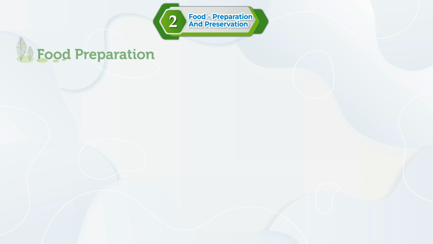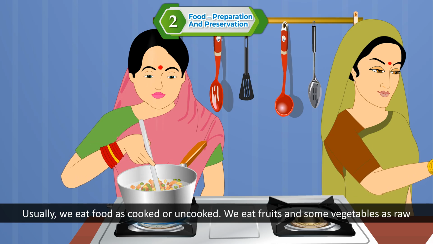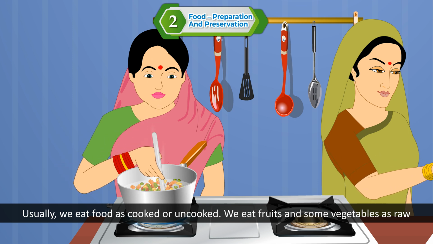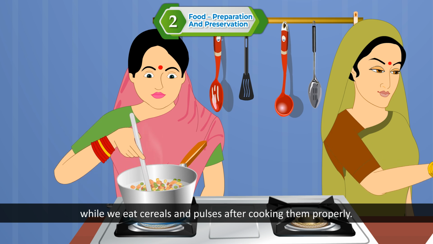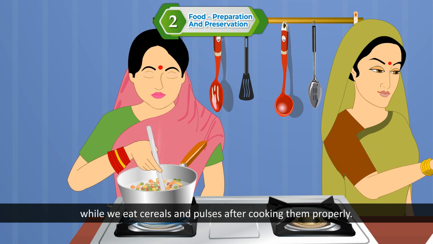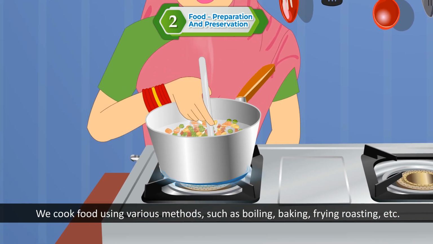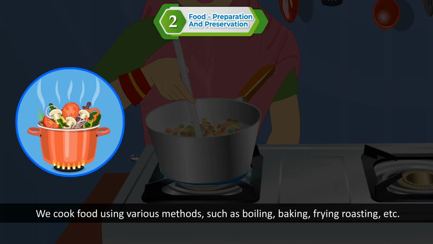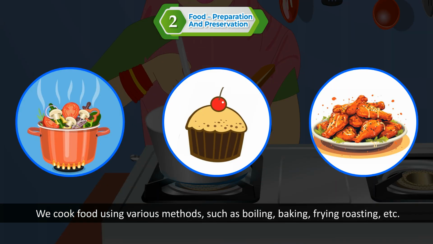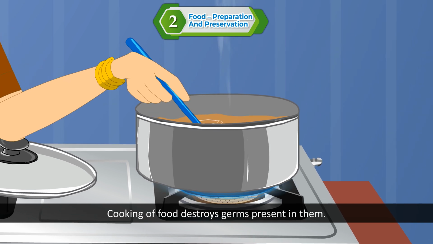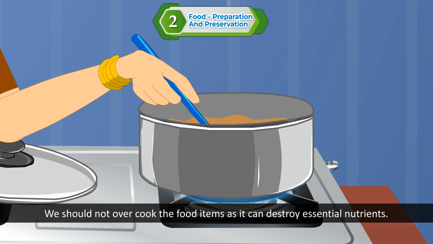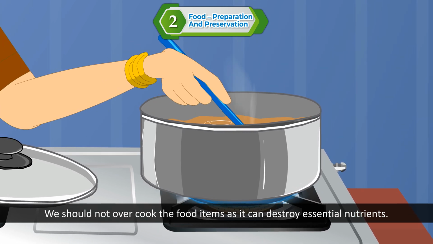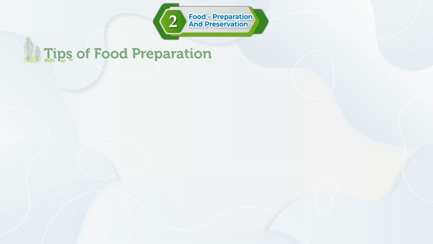Food preparation. Usually we eat food as cooked or uncooked. We eat fruits and some vegetables as raw while we eat cereals and pulses after cooking them properly. We cook food using various methods such as boiling, baking, frying, roasting, etc. Cooking of food destroys germs present in them. We should not overcook the food items as it can destroy essential nutrients.